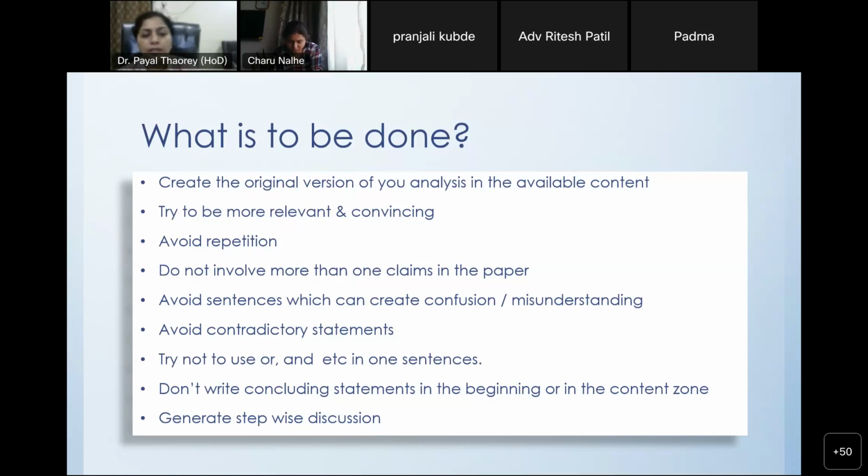And then avoid sentences which can create confusion and misunderstanding. Words like "or" and "and", we don't need to use them again and again. Fine. So do not involve more than one claim in a paper.